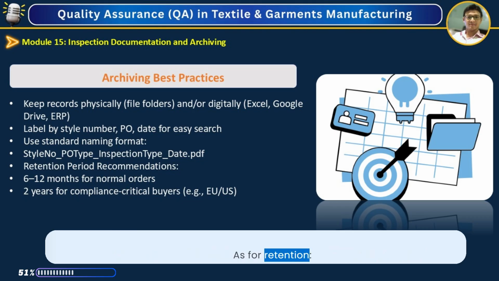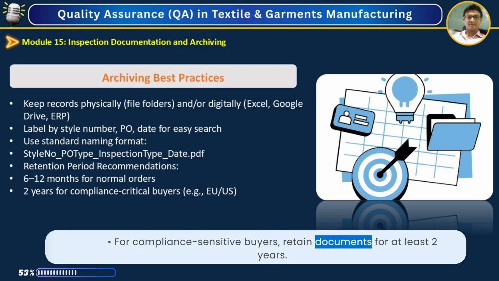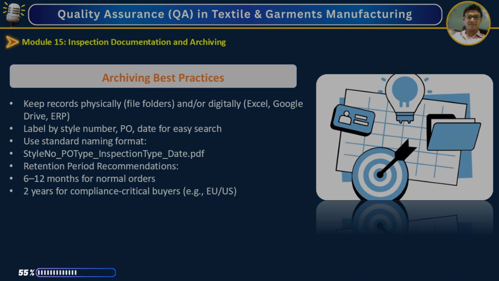As for retention, keep records for 6 to 12 months for regular orders. For compliance-sensitive buyers, retain documents for at least 2 years. These practices help with traceability and protect your factory during audits.